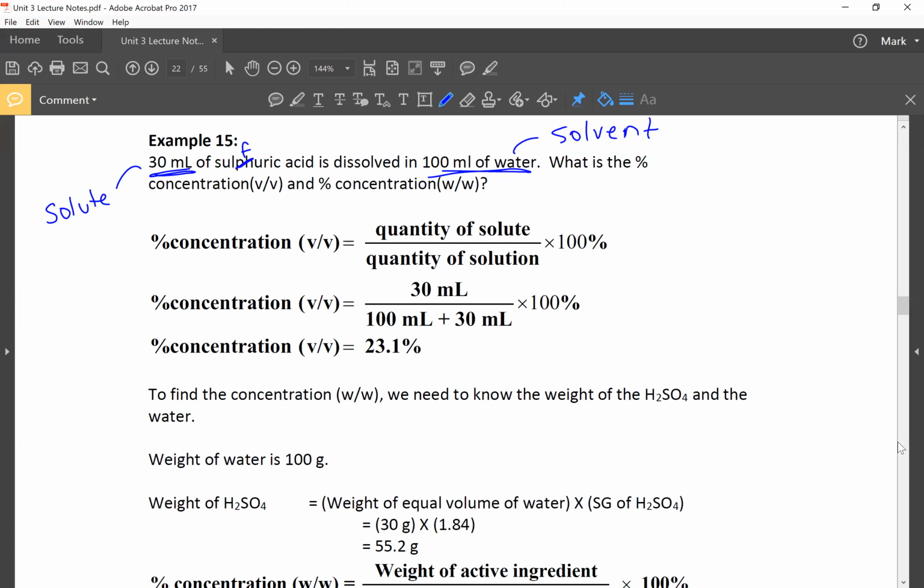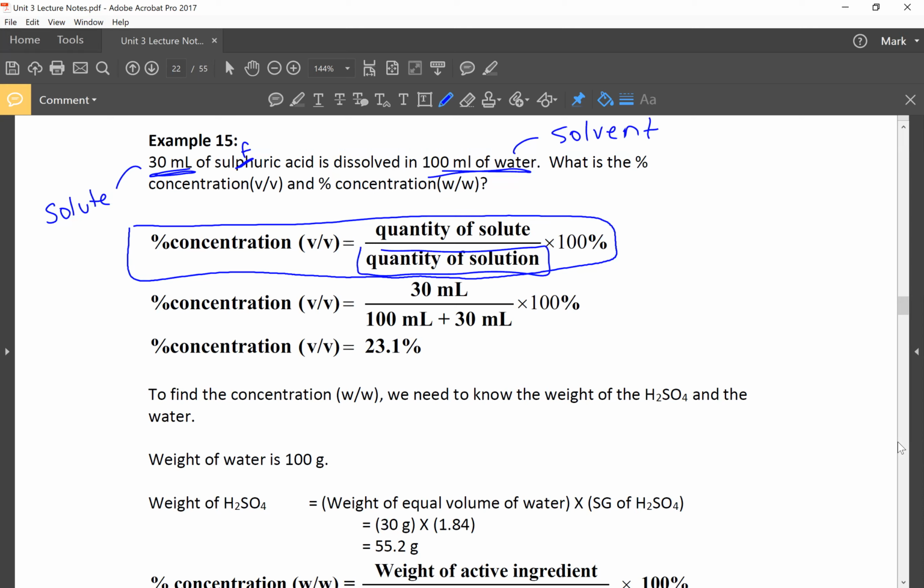You'll notice nowhere here am I mentioning the total solution. What is the percent concentration? Well, here's your formula, but for the solution itself, I need to add these amounts together. Oops, 130 milliliters. Okay, so I divide that out, 30 milliliters divided by my total amount of solution, and I multiply it by 100.